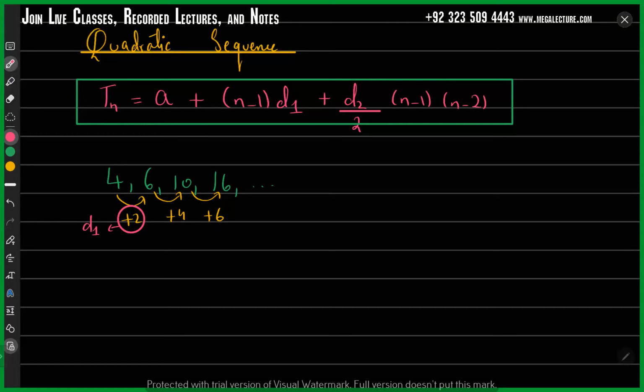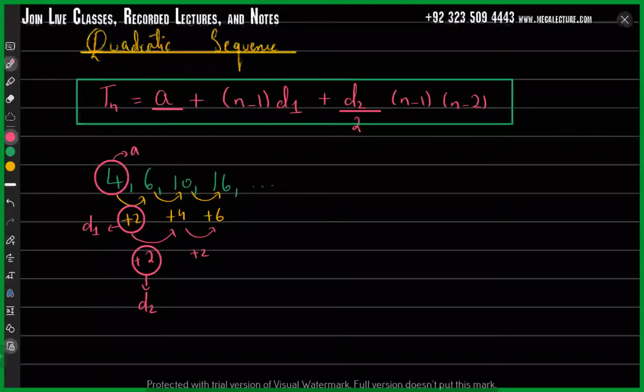What is d2? d2 is not 4. d2 is basically the difference of difference. When I'm going from 2 to 4, I'm adding 2. When I'm going from 4 to 6, I'm adding 2. So this number right here is basically my d2, right? And what is a? A is the first term. This is a. This is the first term. And what is n? N is basically the term that we need to find, okay?